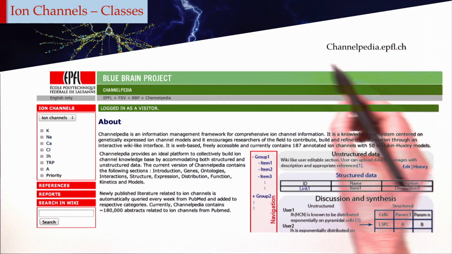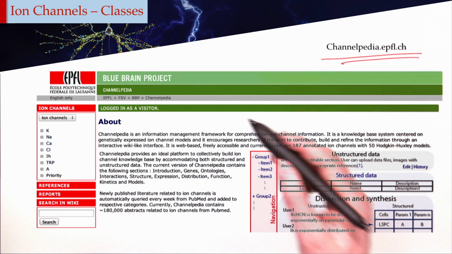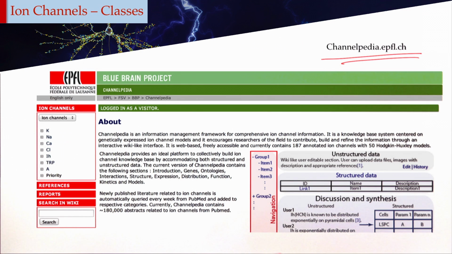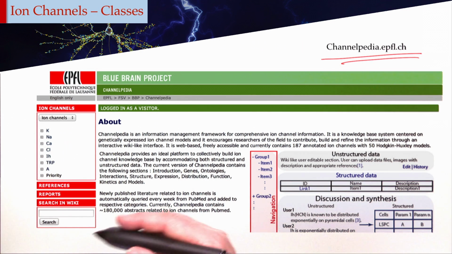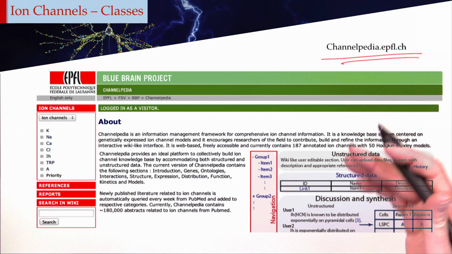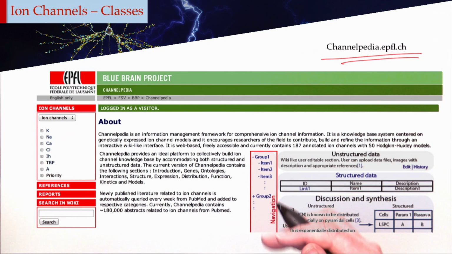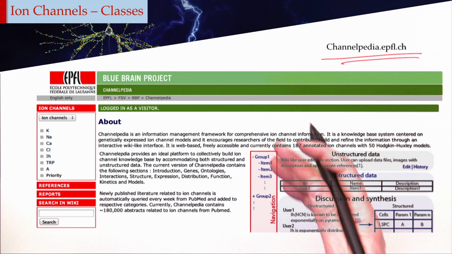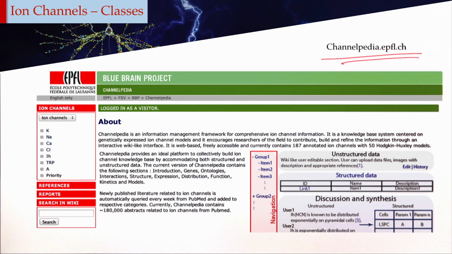Here is Channelpedia. You can go there. There's a big database of all the channels, giving you literature, telling you about the channels, as well as the models. And there are Hodgkin-Huxley models and Markov models that you can download. You're going to learn how to do this in later courses, how to build the Hodgkin-Huxley model.